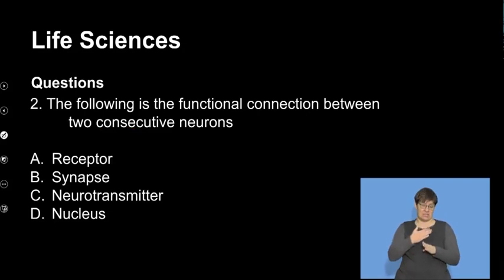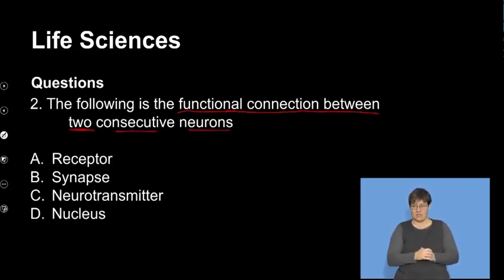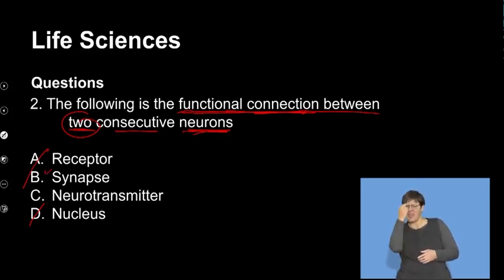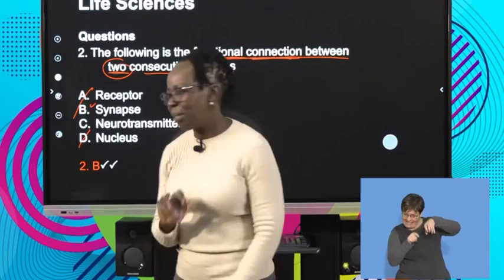The following is the functional connection between two consecutive neurons. We've got number A, receptor. We've got B, synapse. We've got C, neurotransmitter. We've got D, nucleus. D already is out. It cannot be D because we're looking at the functional connection between two consecutive neurons. We said we delete what is not in. It cannot be receptor. A synapse. Synapse should be the correct one. Let's see. Good. B is the correct one.